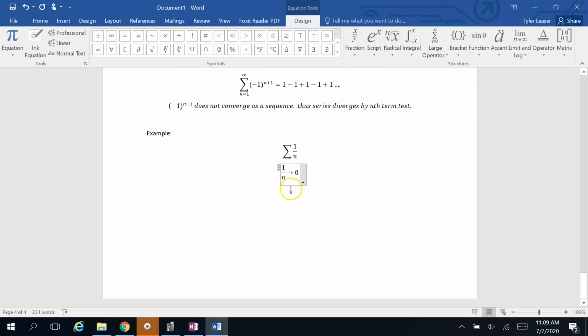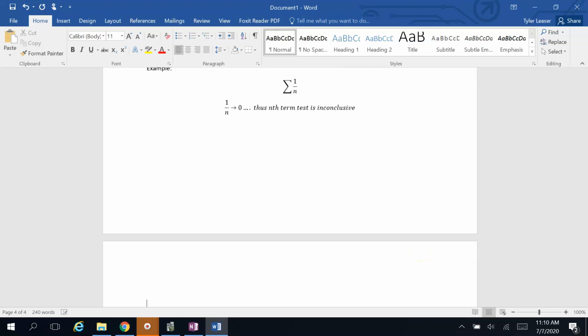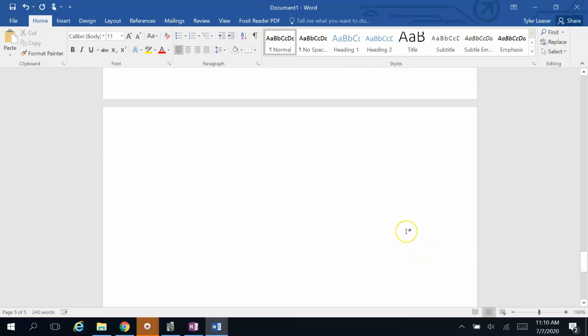But just because the sequence goes to 0 does not mean that the series converges. Thus, the nth term test is inconclusive. Okay. So if the sequence goes to 0, that means that we have to try a different test. It's only when the sequence does not go to 0 that we get to make the statement that the series diverges. Okay, so hopefully on the homeworks that's not going to be too confusing and that makes sense.